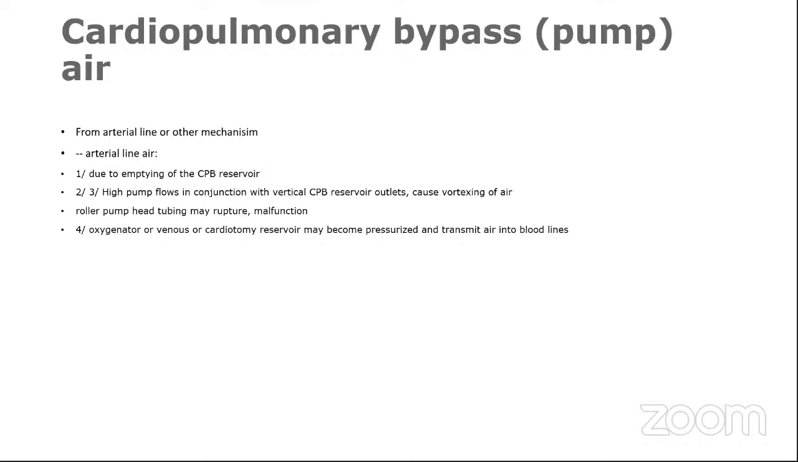The roller pump head tube may rupture or malfunction, and sometimes then it will be exposed to the atmosphere. And the oxygenator or venous or cardiotomy reservoir may also become pressurized if the pore for venting to the atmosphere is occluded, so it can suck air and send it to the bloodline.